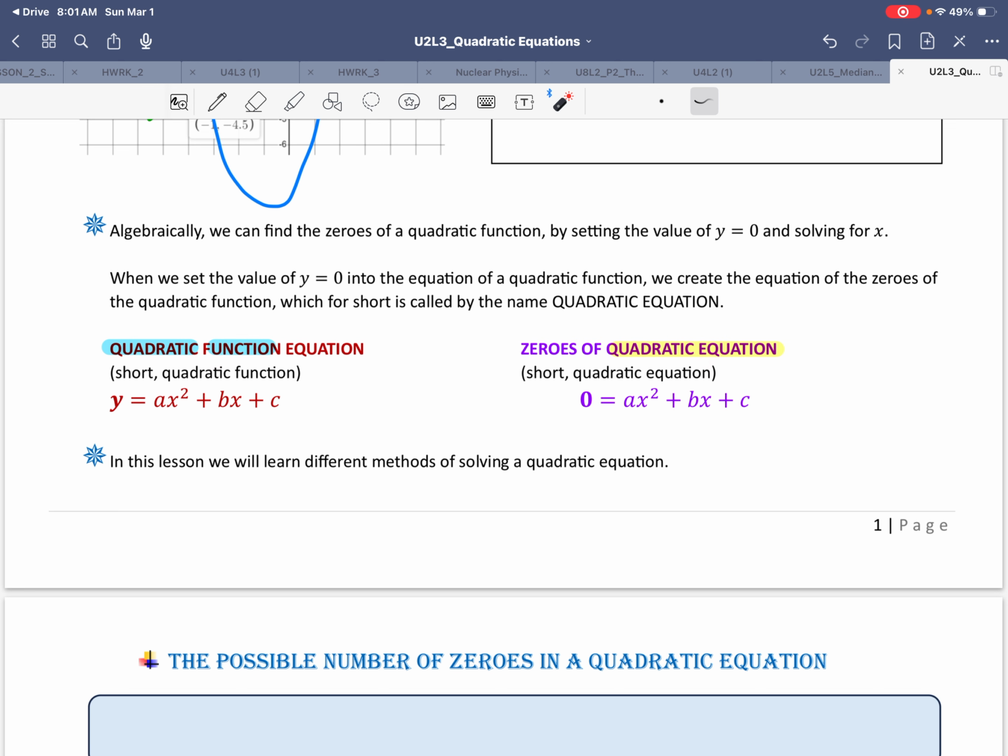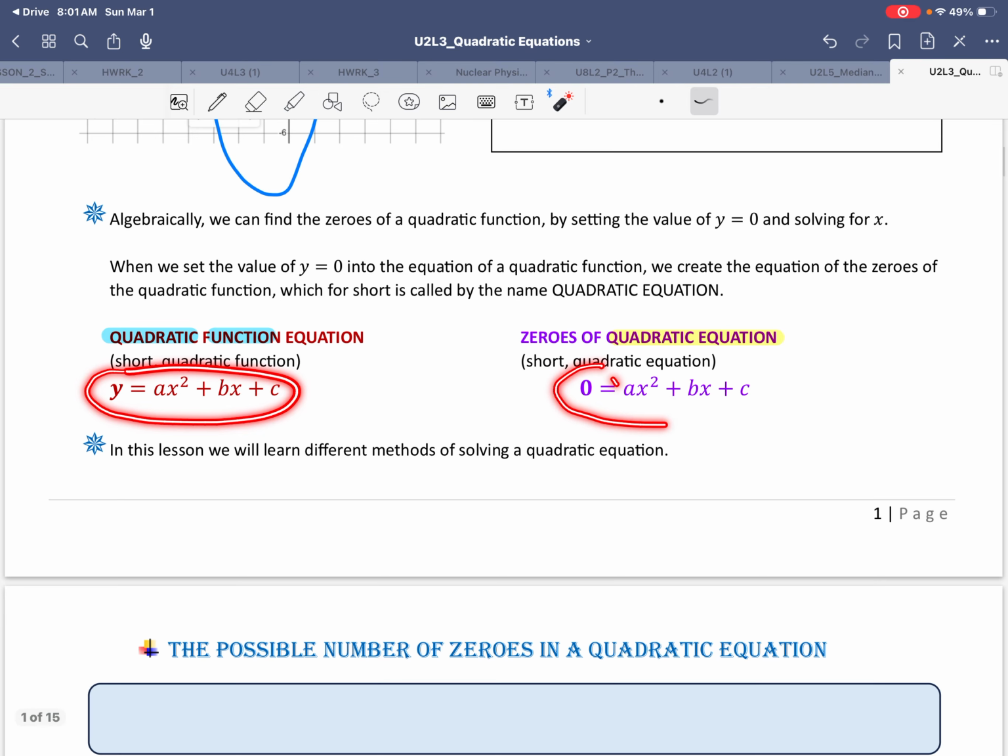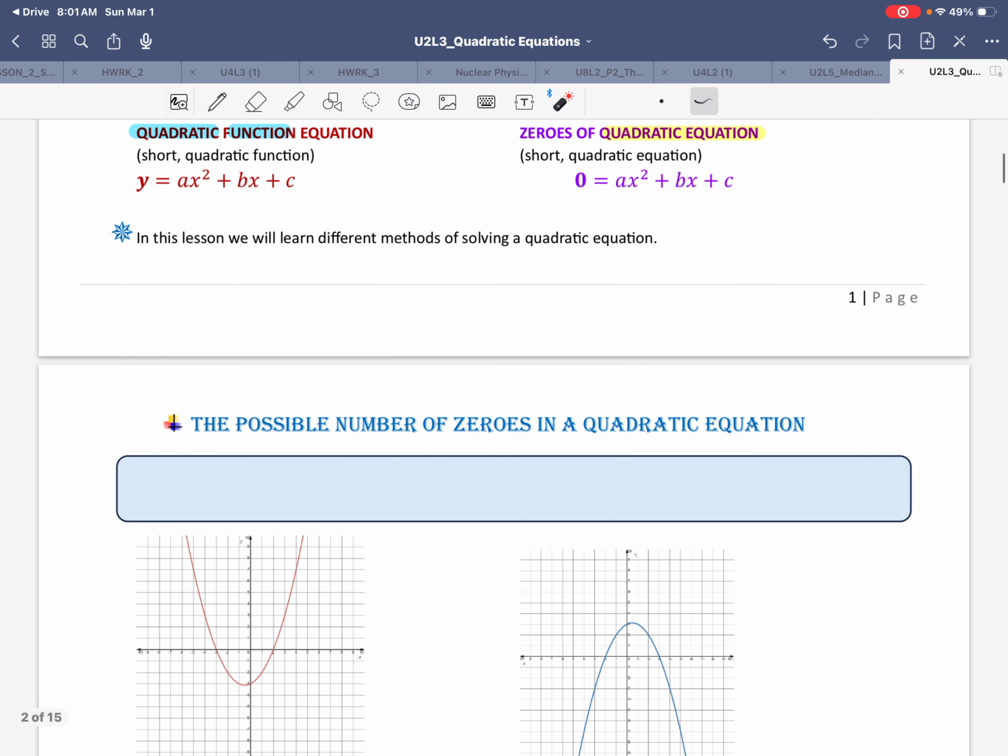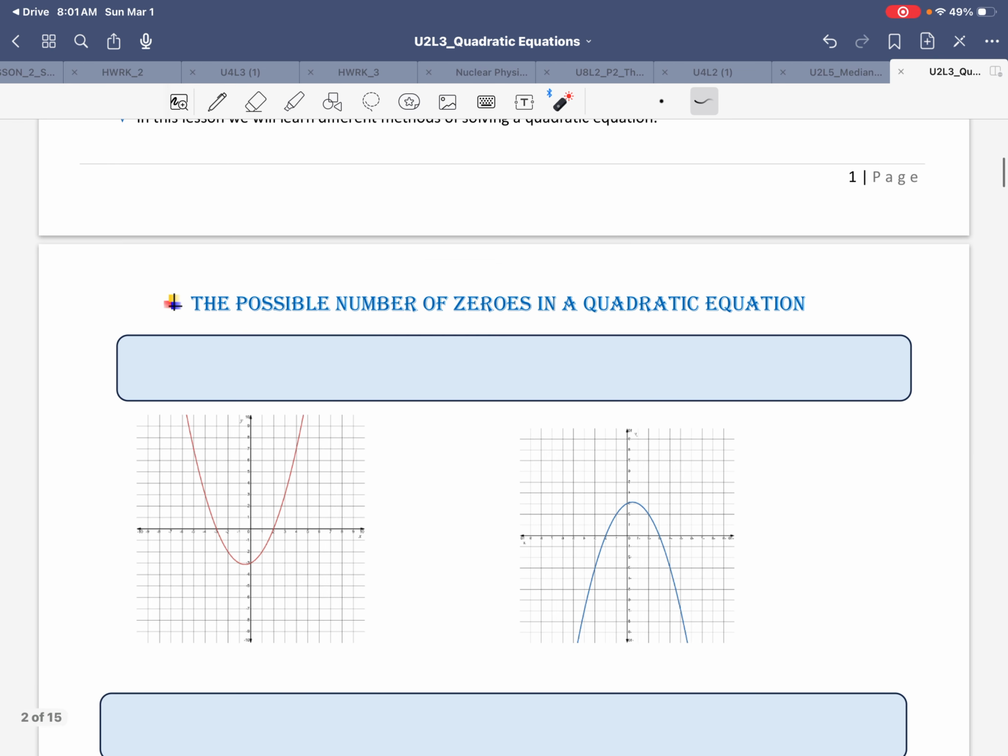And one way to remember this is to understand that this has an infinite number of solutions and this has a limited number of solutions. And we're going to talk about the possible number of solutions next.